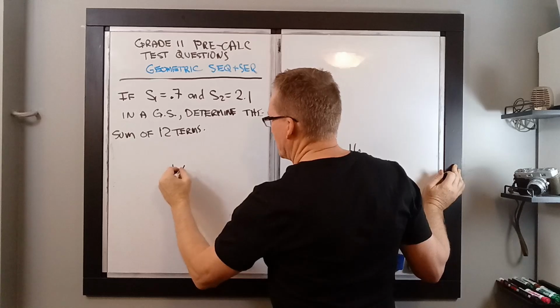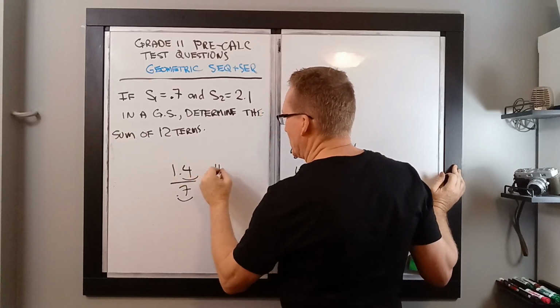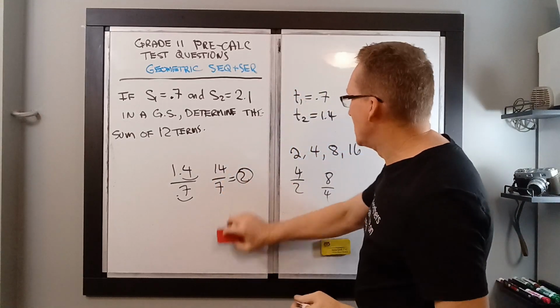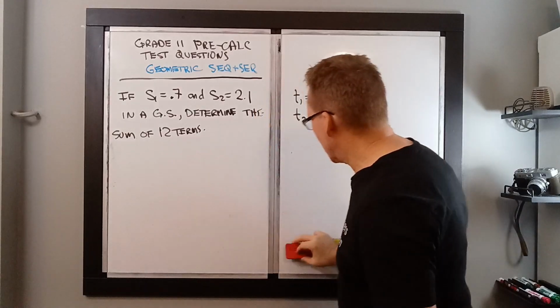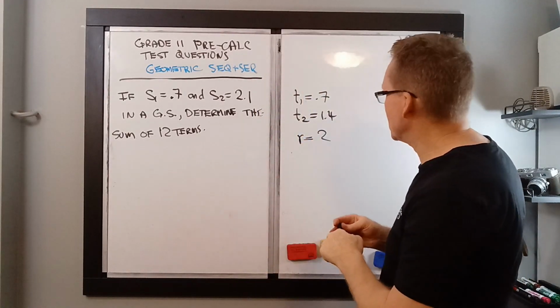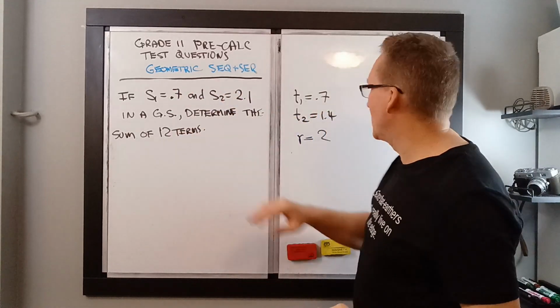So it's going to be 1.4 over 0.7. We can move the decimal over and make it 14 over 7, which is 2. So the common ratio is 2. We found nearly everything that we need now to do our final answer. So the common ratio is equal to 2. We've increased it by 2 each time. We found this information from here. We want the sum of the first 12 terms.